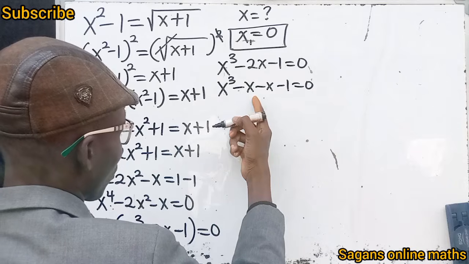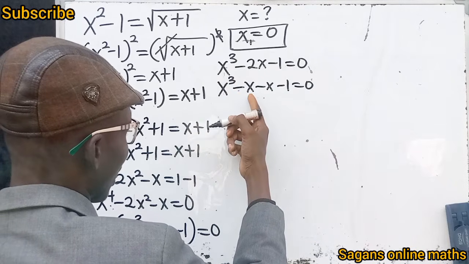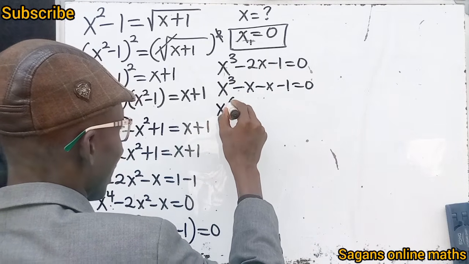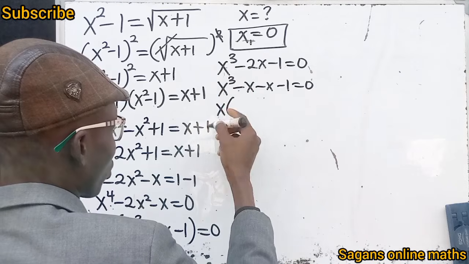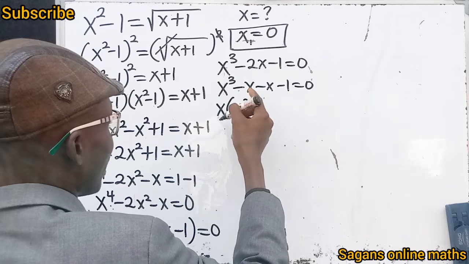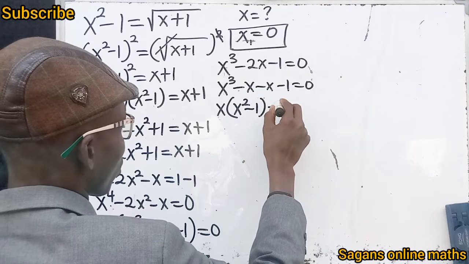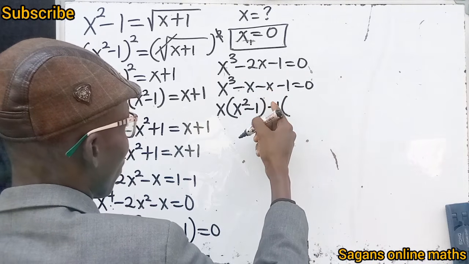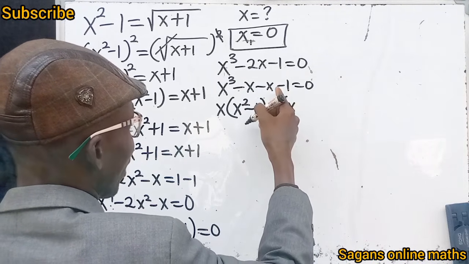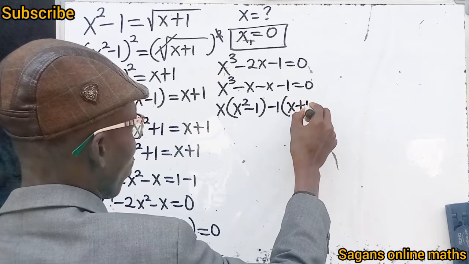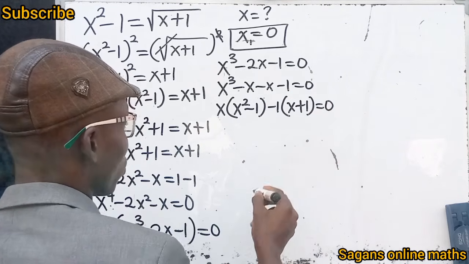So what is common from here? You consider x to the power of 3 minus x. What is common is x, into x to the power of 3 divided by x gives us x to the power of 2. Then minus x divided by x gives us minus 1. Okay, what is common here? Minus 1 is common, into minus x divided by minus 1 will give us x. Then minus 1 divided by minus 1 gives us plus 1. All this equals 0.